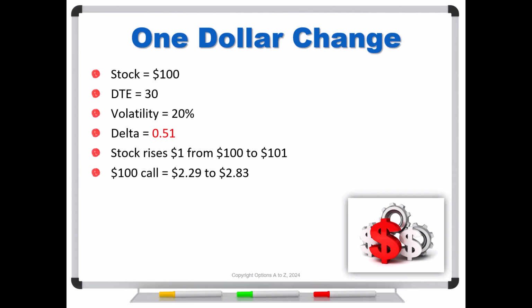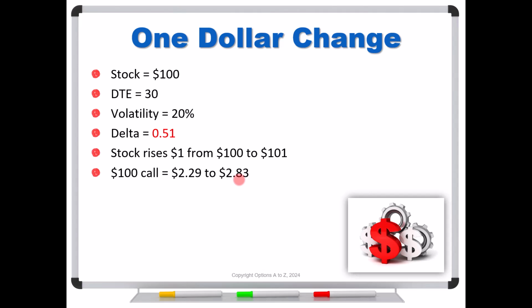If we want to find out what this percentage change is going to be, it should be fairly obvious. Our option is going to pick up delta. It's currently worth 2.29, but because it has a delta of 51, it means it's going to pick up 51 cents of that next dollar move. So if the stock rises $1, our call should pick up 51 cents, which should be $2.80. But if you put it into a pricing model, you'll see it goes to 2.83. So we're off by a little bit, by 3 cents. Why? Because of gamma.